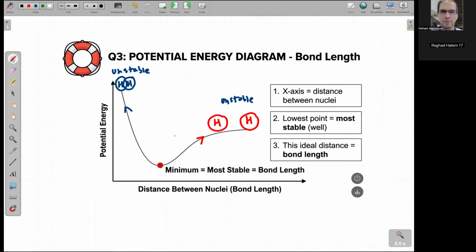When does the potential energy become low? When they are stable. And when do they become stable? When they have the perfect distance from each other. So they are not very close to each other and they are not very far from each other. If they are at the top, they are unstable, and in the middle also unstable, so it has to be very low, right? Why is it the lowest here? Because if you look at the x-axis at this point, this is the perfect distance. It's not very far from each other. It's not very close to each other.